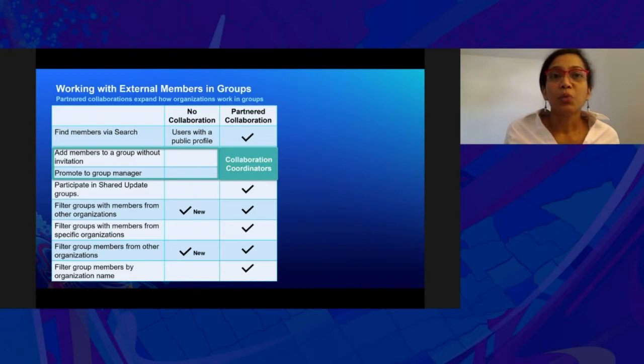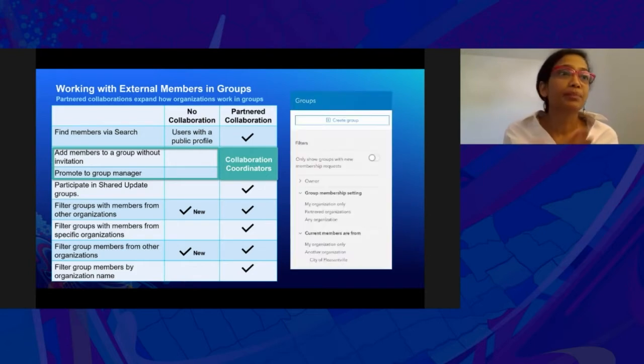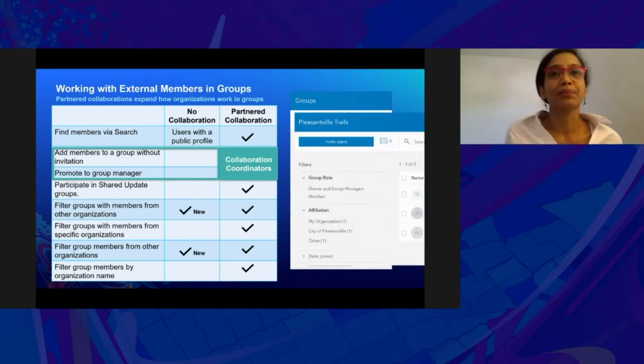And what we think you'll really find exciting, whether or not you use partner collaborations, is that you're going to be able to go into your groups page and filter for groups with members from other organizations. If you have a partner collaboration, you're going to also be able to find members from a specific partner collaboration. It's really powerful because it's like, oh, I've got all these groups, you know, which are the ones where I'm working with, say, the city of Pleasantville. Now you can go and find out.